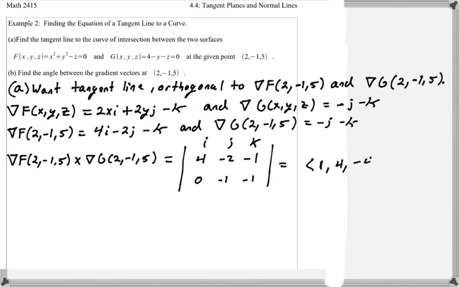And then finally we'll do the k component, which is going to end up being -4, so we'll cover up the k column, and we'll have 4 times -1, which is -4, and then minus 0 times -2, which is going to be 0. So just -4 there. All right, so that's going to be our direction vector for our tangent line, specifically our tangent line at the point 2, -1, and 5.